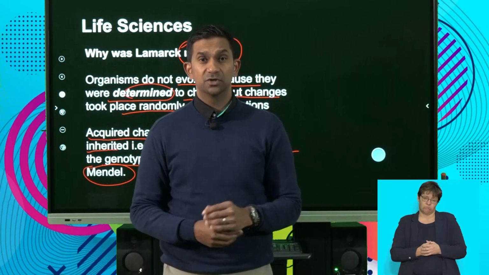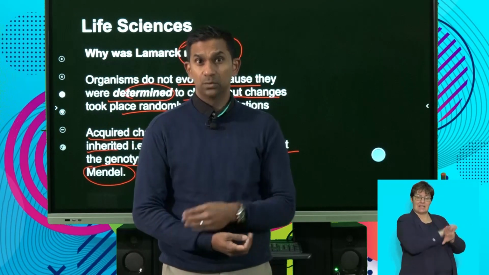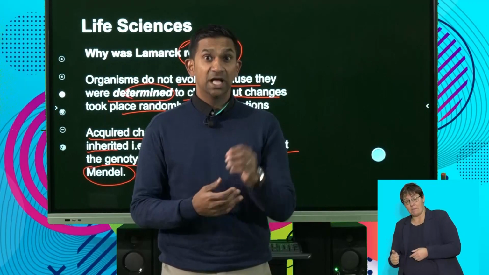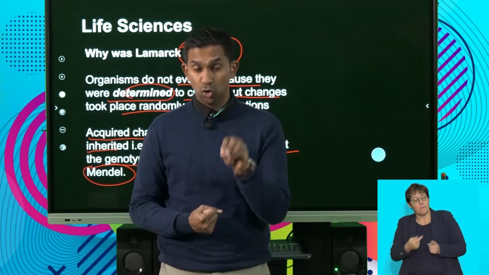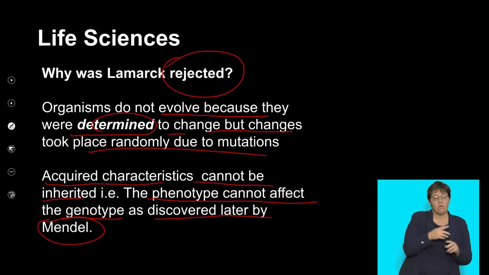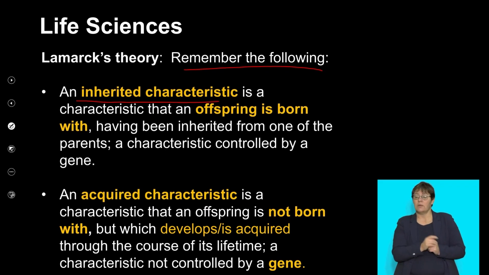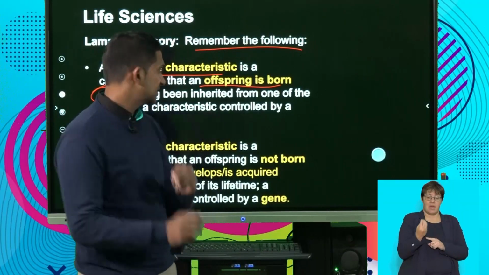Unfortunately not, because what you've acquired physically as a darker skin color will not be passed on to the next generation. The next generation inherits your genetic information from the sperm or the egg cell. Cool. So Lamarck's theory, remember the following, guys: an inherited characteristic is a characteristic an offspring is born with. A characteristic can only be passed down from the parents through genes, and that comes from the gametes, the sperms and the eggs when they fertilize.